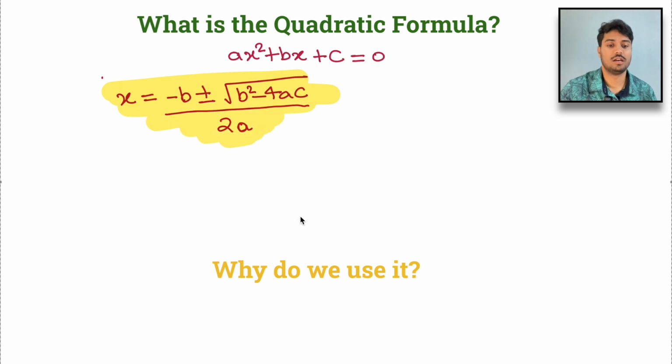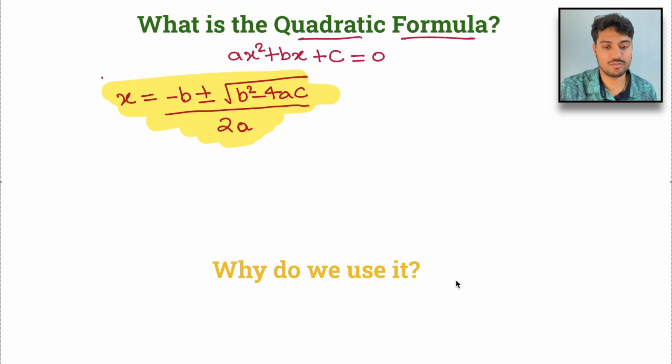But now the next question is, why do we use it? Why is there a need for using the quadratic formula? Basically, when we have a quadratic equation and we use the factorization method or middle term split method to find the factors or the solution, if we are unable to find the factors, in that case, we use the quadratic formula method to find the solution of the quadratic equation.